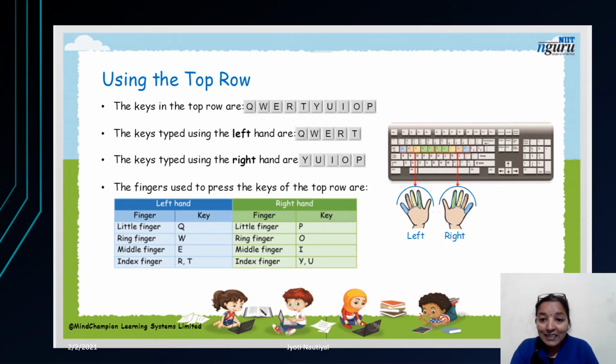And then the keys which you are going to press with the right hand are YUIOP here. Okay, the right hand is close to these keys, and the left hand is close to these keys. They are nearer. You will spread your fingers like this and then type the letters as per your requirement. Now with the little finger you will press Q, W will be pressed with the ring finger, E will be pressed with the middle finger, R and T will be pressed with the index finger.